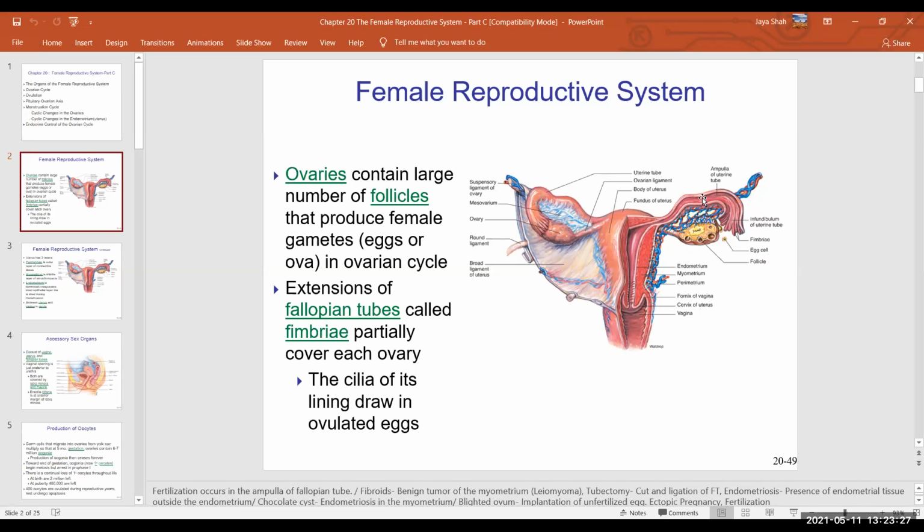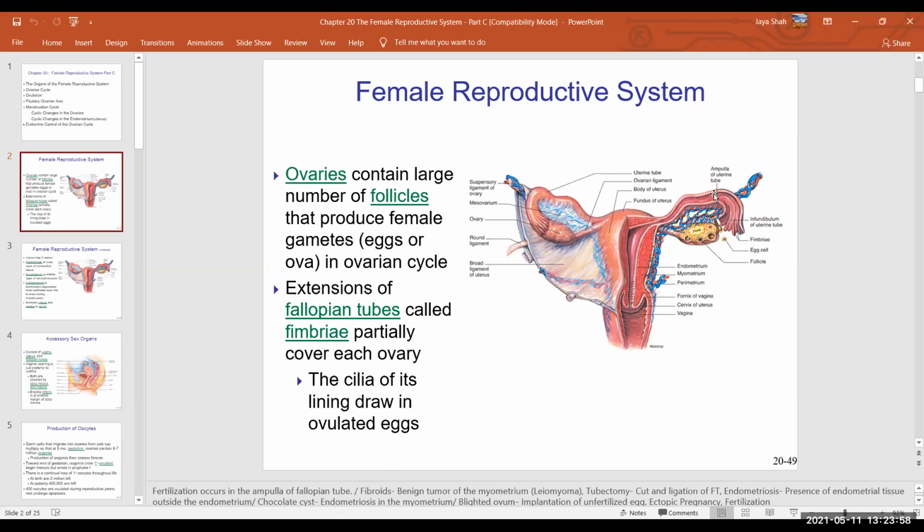Among them, only one, after capacitation, enters this egg. When the sperm and egg fuse together, that process is called fertilization. So fertilization occurs in the ampulla of the fallopian tube, and is the fusion of egg and sperm.